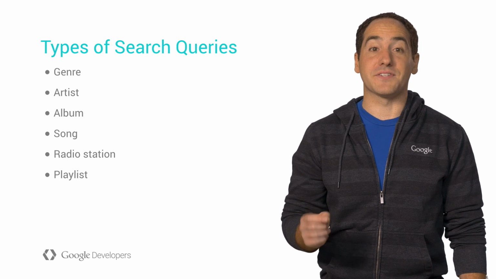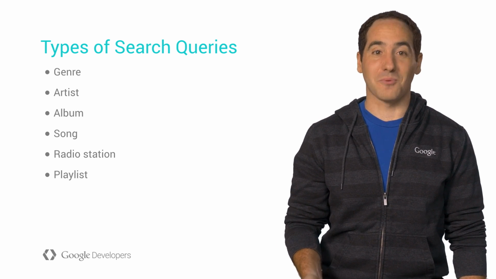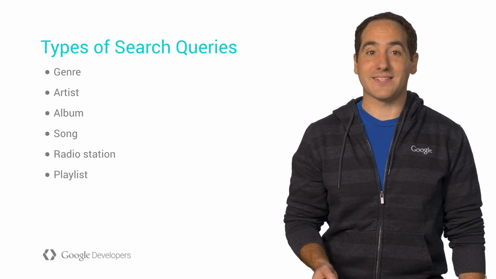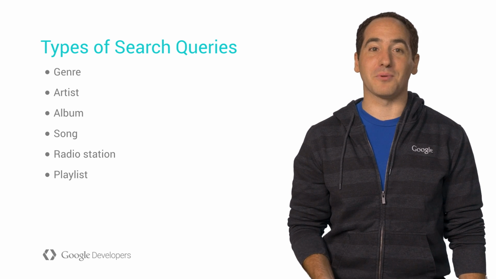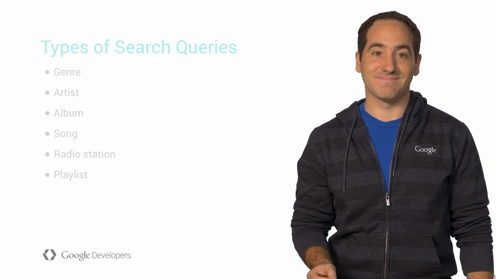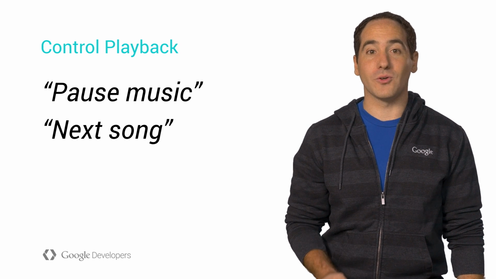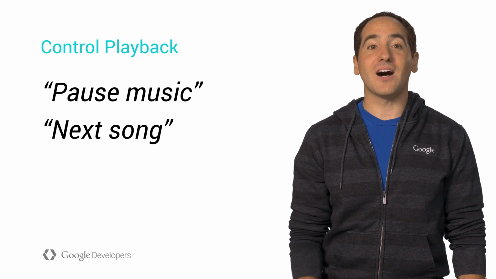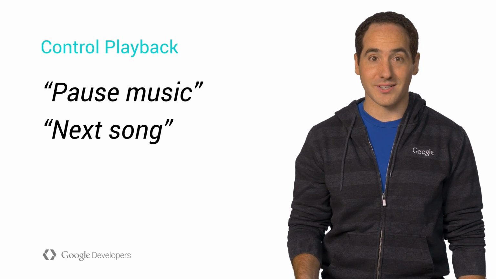If you'd like to hear music of a certain genre, you can say Play Jazz on App. Or you can say Listen to Rock. You can also request to hear music by artist, album, song, radio station, and even by playlist. You should support all of these that make sense for your app. In addition to starting playback, voice actions can also be used to control it. When content is playing, users can press the steering wheel button and say commands like Pause Music or Next Song.